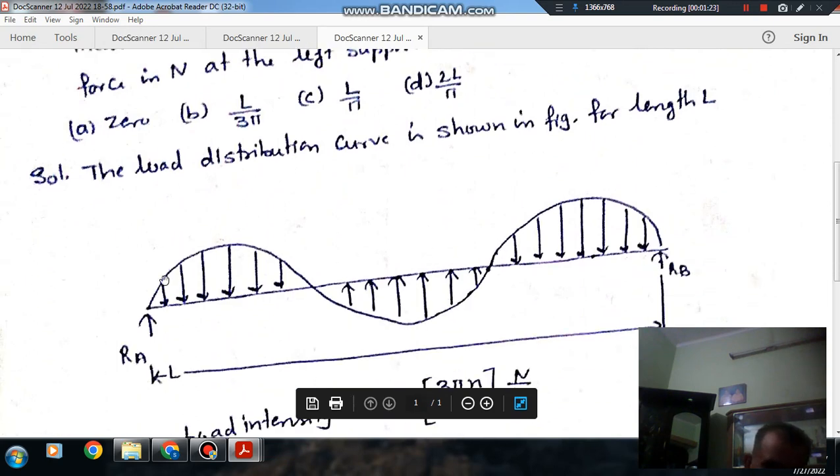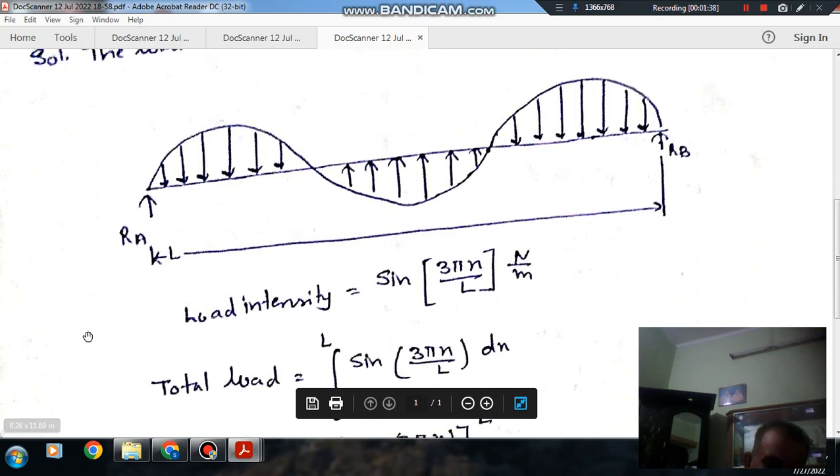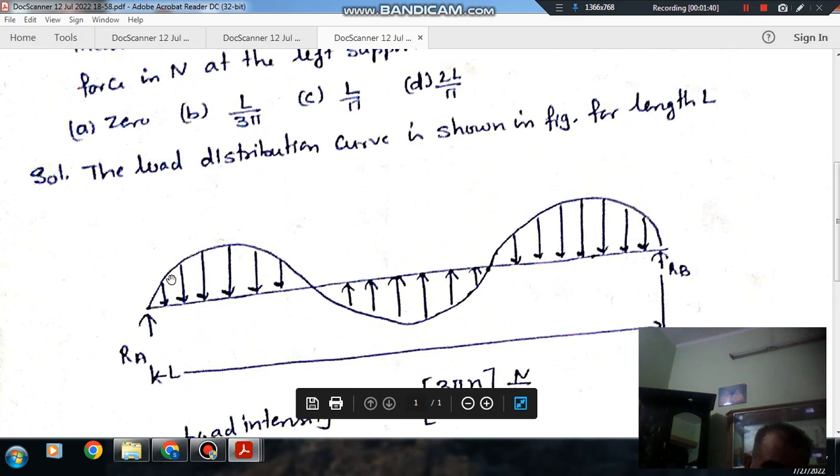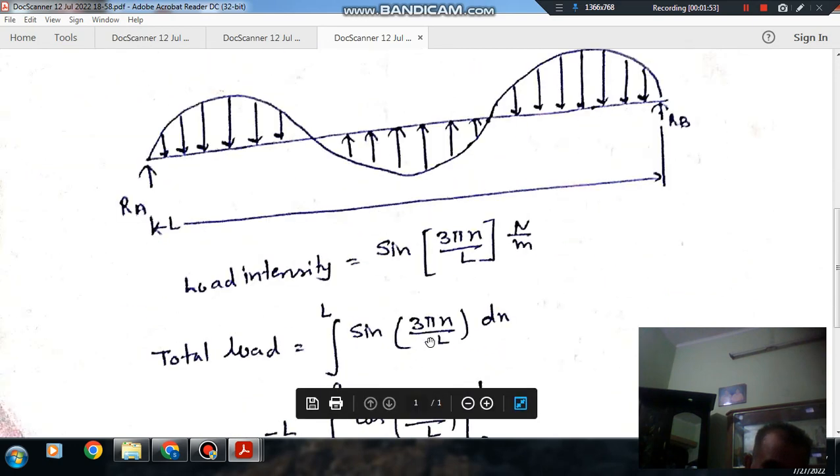So that is the sine curve for 3 pi, and this is for 2 pi, and this is for 3 pi. So the load intensity is sin 3 pi x by L Newton per meter, and now we have drawn the load with the beam. Now if we take a small strip, suppose here, then the load carried by this strip is sin 3 pi x by L into dx.